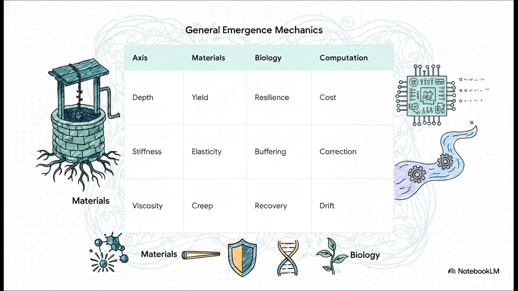Watch how perfectly the 3 axes map across completely different fields. In material science, depth is yield strength, stiffness is elasticity, and viscosity is creep. Jump over to biology, and depth is resilience. Stiffness is your immediate buffering against a stressor, and viscosity is how long it takes you to recover. In computing, it maps to cost, immediate error correction, and long-term drift. It is the exact same mechanics of persistence, just playing out in totally different mediums.